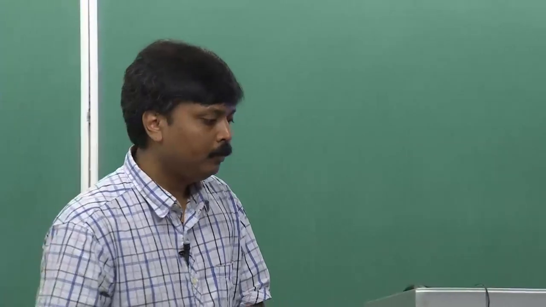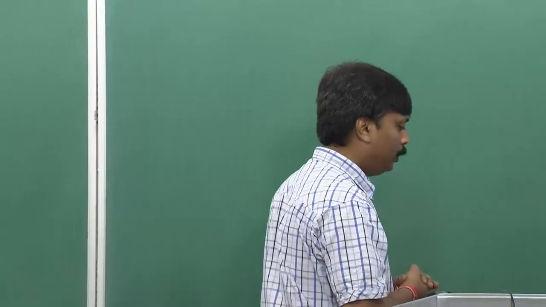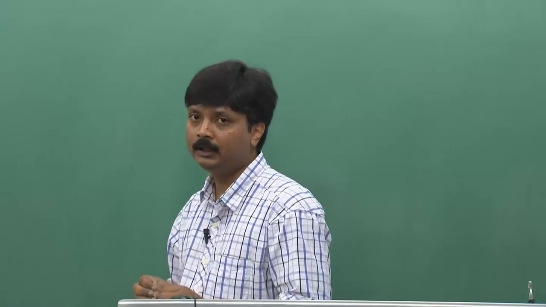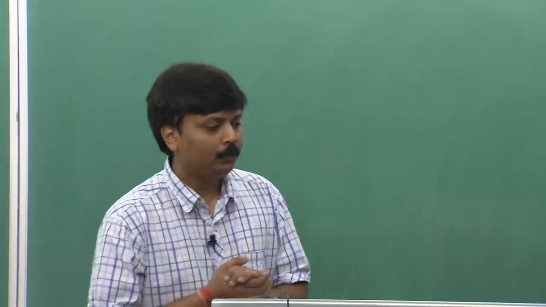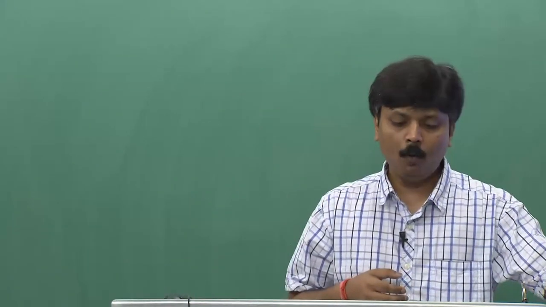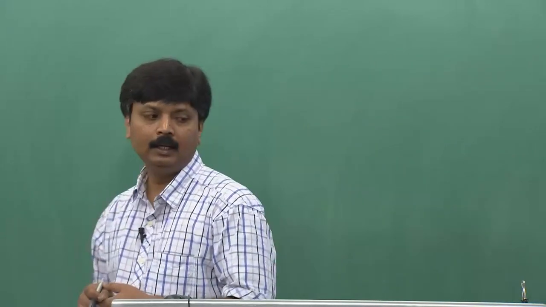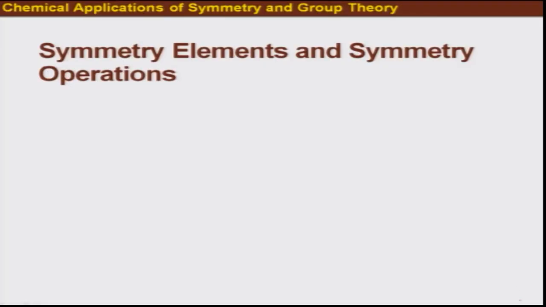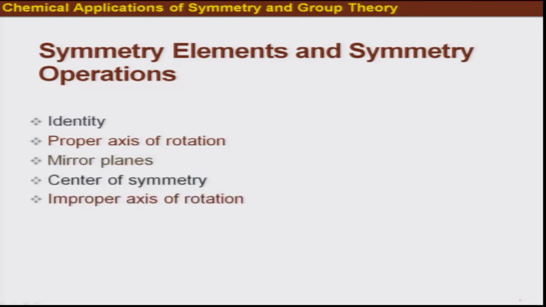And today we want to find out about the symmetry elements and symmetry operations in a bit more detail. What are the symmetry elements and symmetry operations that a molecule can have? One can have 5 different symmetry elements, and we can generate several symmetry operations out of those elements. We will look at that in greater detail. So let us look at them one by one.